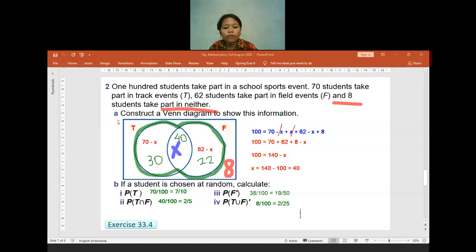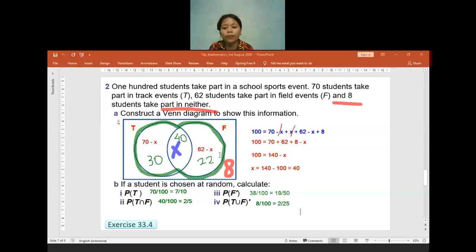Is there anyone who is confused about getting number 8? Because it says T union F dash, we have to find the T union F first. I already put the green highlighter for T union F, and then there is dash. So it means I have to take anything outside the things that I already put a green highlighter on. That number is only number 8. That's why it will be 8 out of 100.